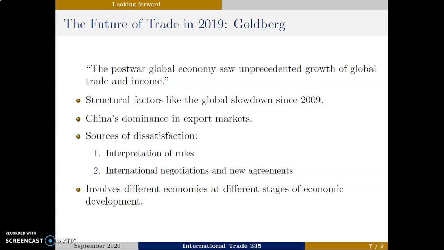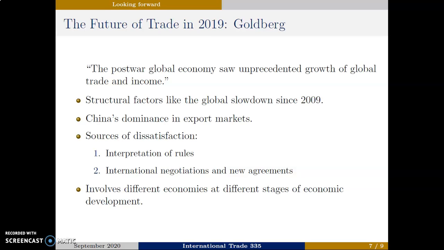The second article is written by Goldberg in 2019 for the IMF. In this short article, there are 4 main points to focus on. It does, however, start with an interesting quote. The post-war global economy saw unprecedented growth of global trade and income. This is, of course, after the previous article written before the Second World War. So we know that after the Great Depression and the Second World War, trade recovered and surpassed the level of the 19th century.